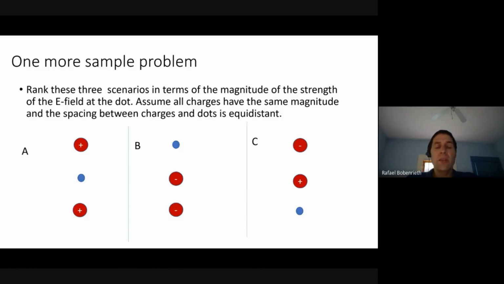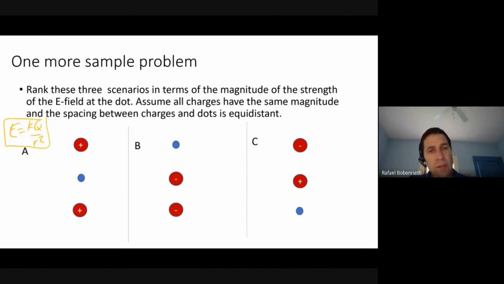So which of the scenarios has the greatest net electric field magnitude at the blue dot, and which one has the smallest? So remember, electric field is a vector, okay? So we can do vector addition, just like we do with other vectors, force vectors, you name it. That's what we're going to do here. The way to approach this problem is to remember that the electric field from a point charge is equal to KQ over R squared. Okay, so just keep that in mind.